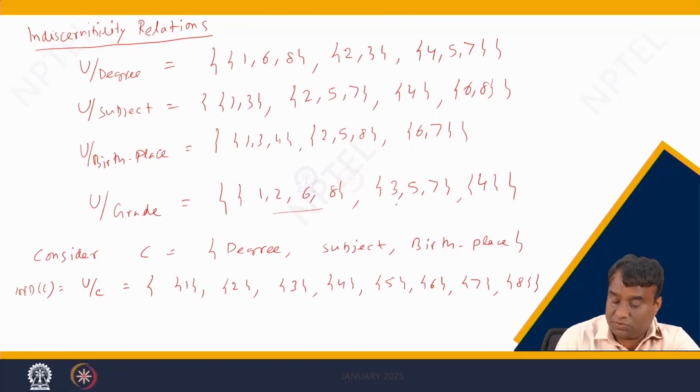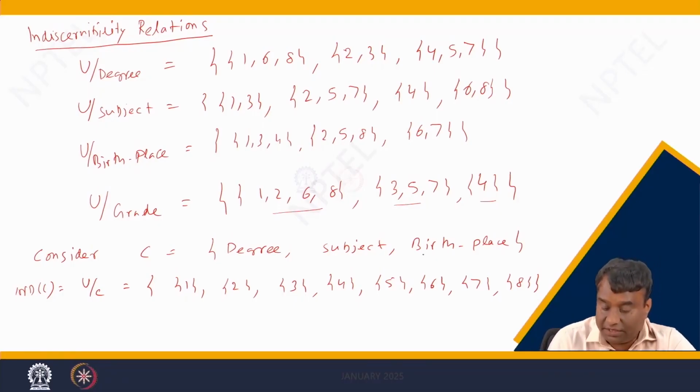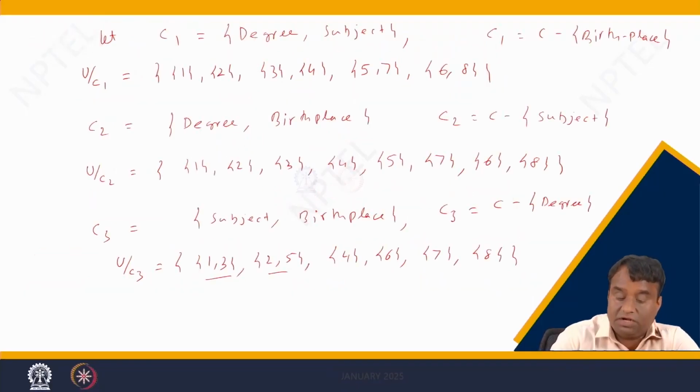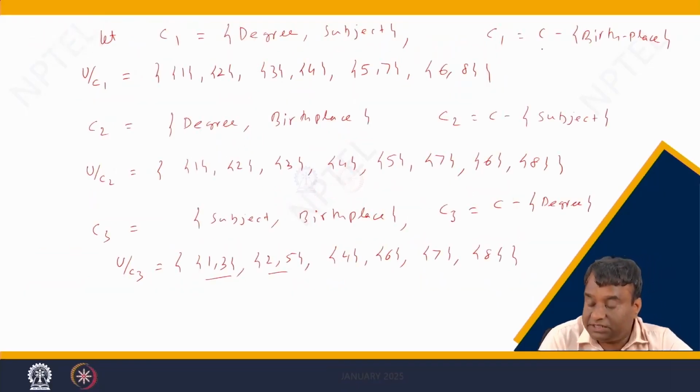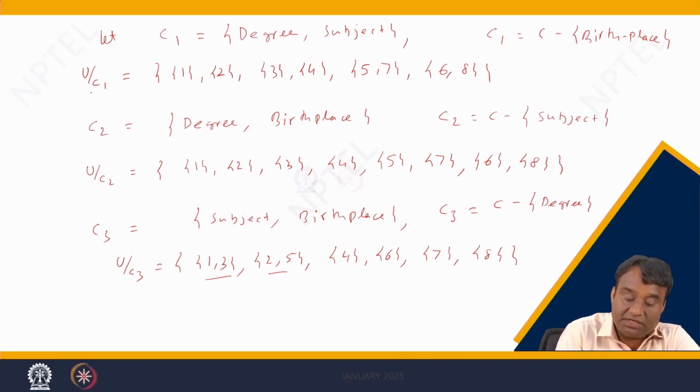So here you can take this as x1, this is x2, this is x3. So consider C equal to degree, subject and birthplace, the set of all attributes. So in the indiscernibility relation of C, that is U by C, you will find all are different. So that is 1, 2, 3, 4, 5, 6, 7, 8. Now let C1 equal to degree and subject. Basically C1 equals C total minus birthplace, so we'll get degree and subject. So the indiscernibility relation of C1 is 1, 2, 3, 4, 5 7, 6 8.